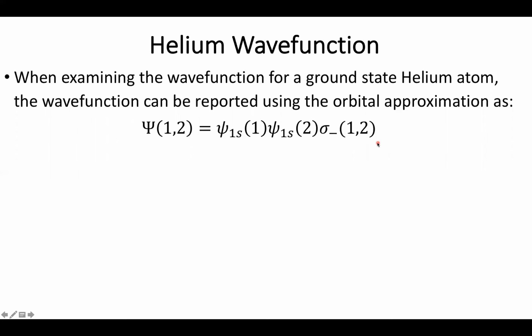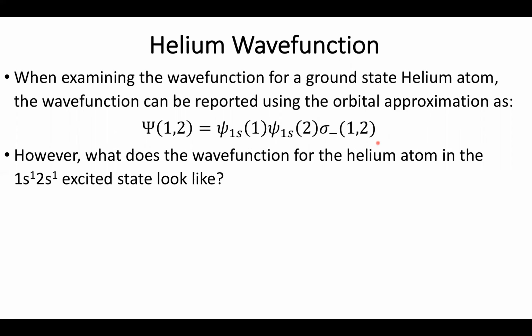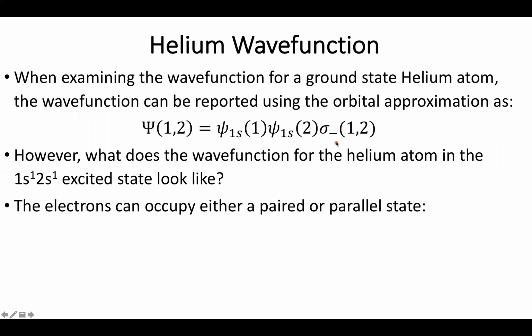So one of the real questions that we should ask, since we've started talking about excited states, is what is my wave function going to look like for the helium atom once I go to the 1s1, 2s1 excited state? So how will my wave function change? One of the first things we should really think about is going to be this spin component, because there's going to be two major ways I can combine my spins.